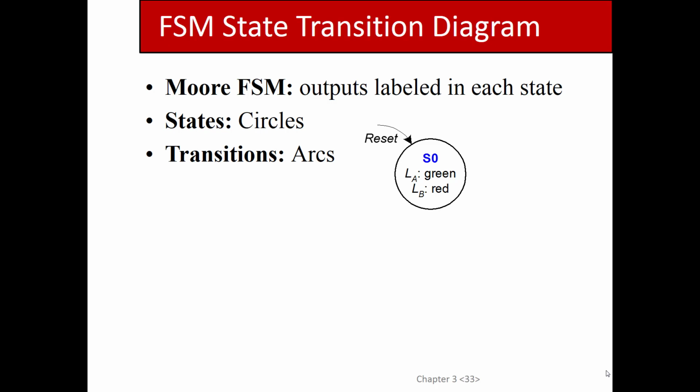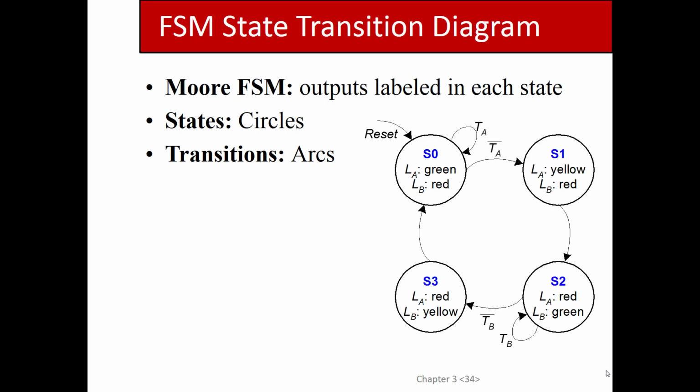Okay, so there's 4 total states because whenever we transition from red to green, we need to go through the yellow phase, where the light that's about to transition from green to red is yellow for a while. So in S0, light A is green, light B is red. And in state 1, light A is yellow and light B stays red. And we're going to trigger that transition whenever there is no traffic on A.